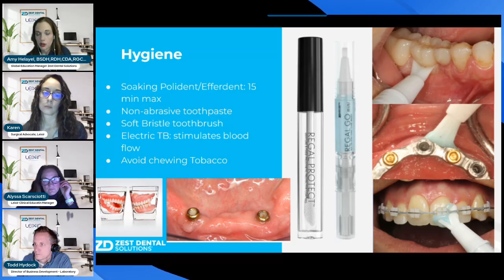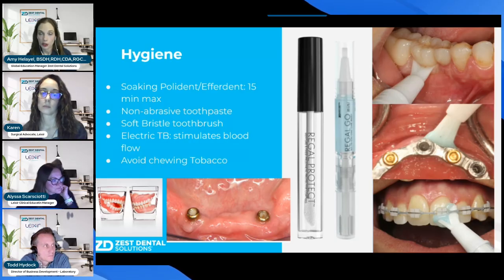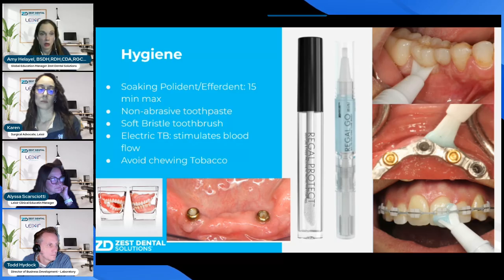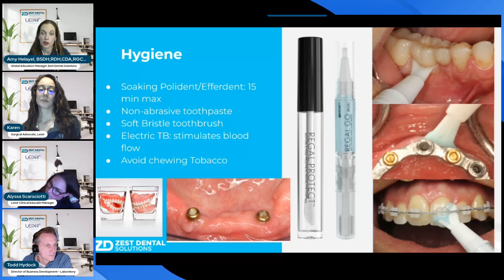For hygiene, it's very important that they clean their prosthesis properly. We recommend that if they are going to soak their prosthesis in an Efferdent or an effervescent tablet, 15 minutes maximum. Anything over that can degrade the nylons and cause wear over time. Non-abrasive toothpaste, a soft bristle toothbrush, and an electric toothbrush definitely help stimulate the blood flow of the gum tissue around it and help clean out those locator abutments.